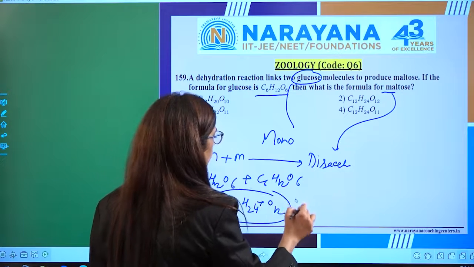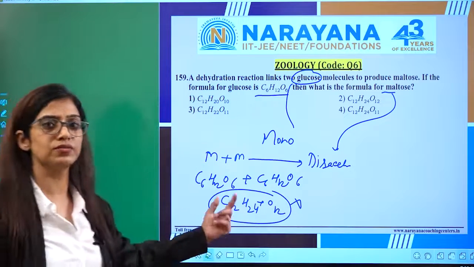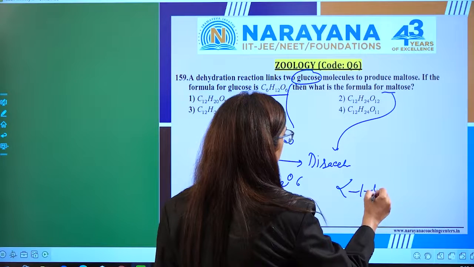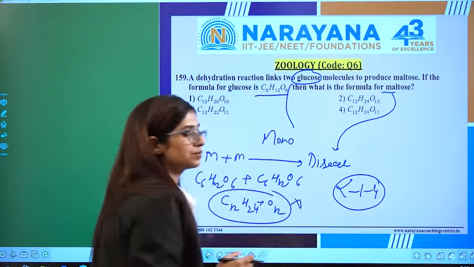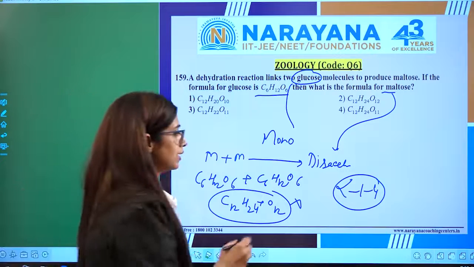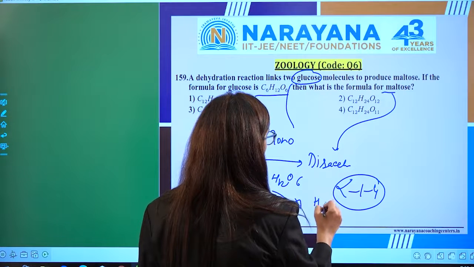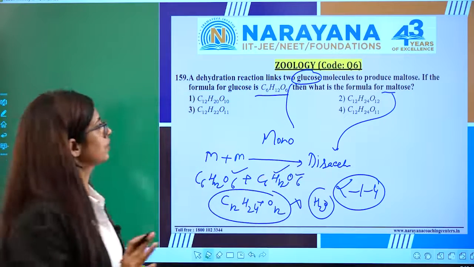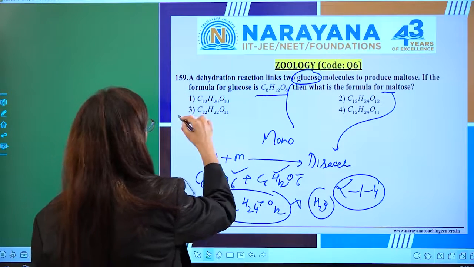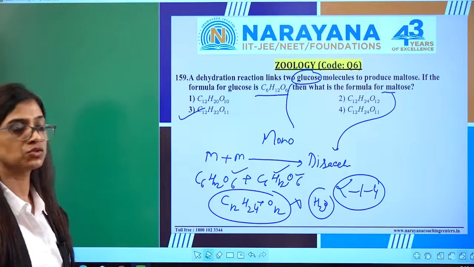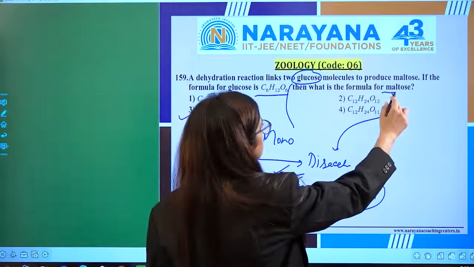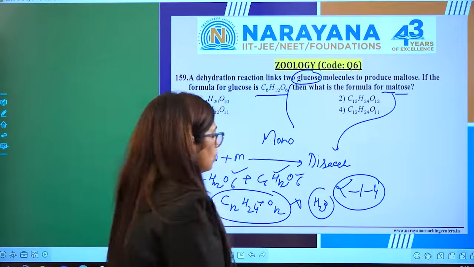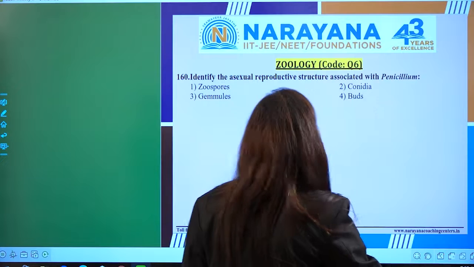But now this is not the formula for maltose. Why? Because one water molecule has to be taken out. For that, alpha 1,4 is the formation of a glycosidic bond. That way, one molecule of water has to be removed: 2 hydrogen from here and 1 oxygen from here. So what can be the formula then? It should be C12, H22 and O11. So this is the right explanation. Maltose is 2 glucose molecules combining. So we form disaccharides. So let's move to the next question now.